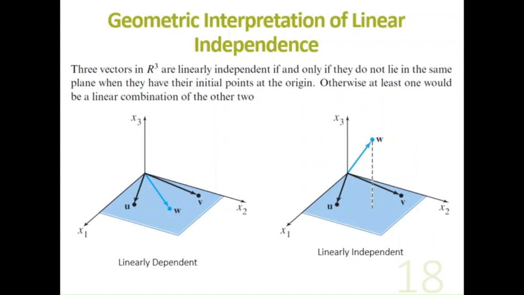So looking at this in terms of R3, in this first image on the left, these are going to be linearly dependent. U, W, and V are all linearly dependent because they are all vectors that have their initial points at the origin. They all lie in the same plane. Here on the right, these are actually linearly independent. You can see that U and V lie in the same plane. All 3 have their initial points at the origin, but you can see that this vector W does not lie in the same plane. So these would not be considered linearly dependent. They would in fact be linearly independent.